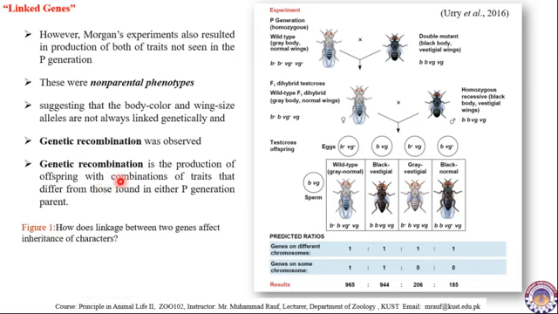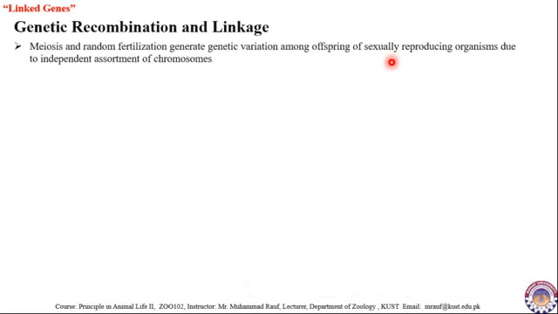So genetic recombination is the production of offsprings with combination of traits that differ from those found in either P generation parents. This is genetic recombination, and the phenotype of those two are different from either parent. Genetic recombination and linkage.